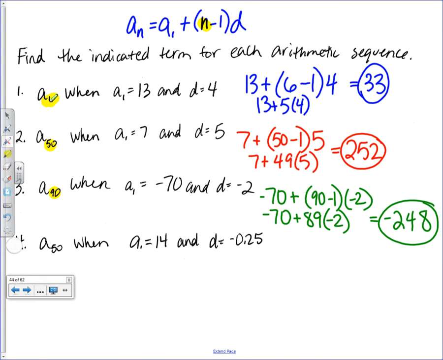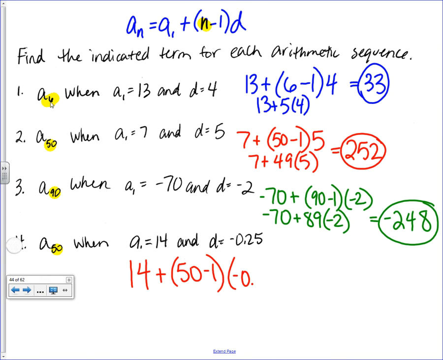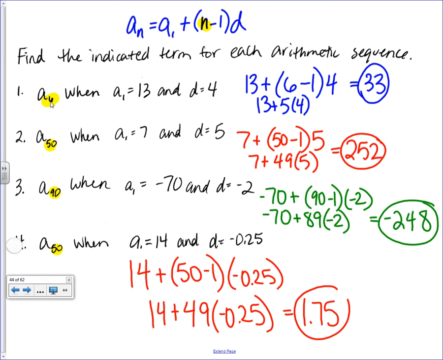Finally, in number 4, I'm finding the 50th term. So let's start with our a sub 1. The 50th term is what I'm looking for, and my common difference is -0.25. So really, this is 14 plus 49 times -0.25. And that term would be 1.75, or of course 1 3/4.